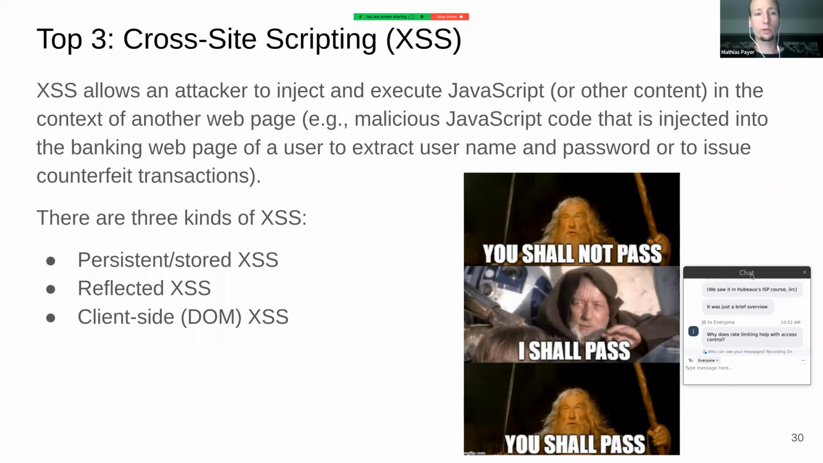And so cross-site scripting allows an attacker to inject and execute JavaScript or other kind of dynamic content in the context of another web page. So for example, malicious JavaScript code may be injected into a banking app of a user to extract username and password, or to issue and start counterfeit transactions. There are three types of cross-site scripting: persistent or stored XSS, reflected XSS, and client-side cross-site scripting.